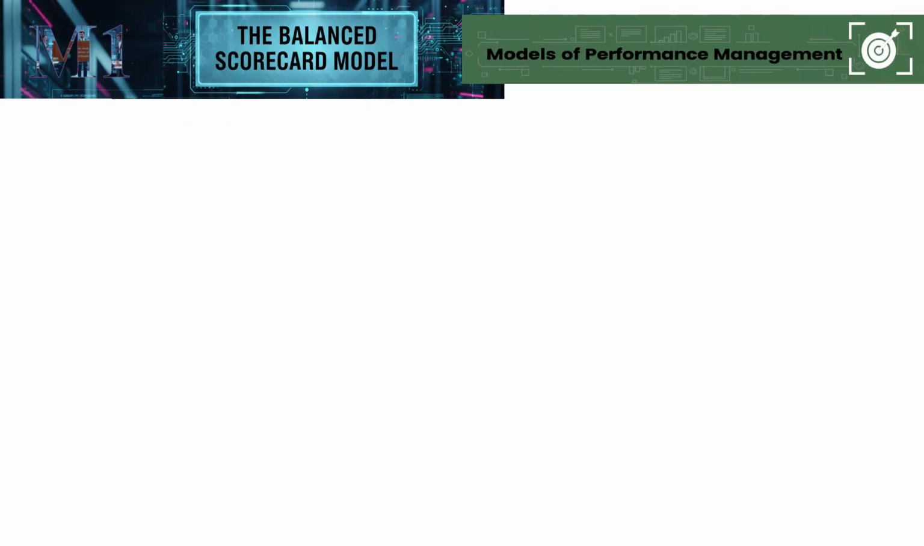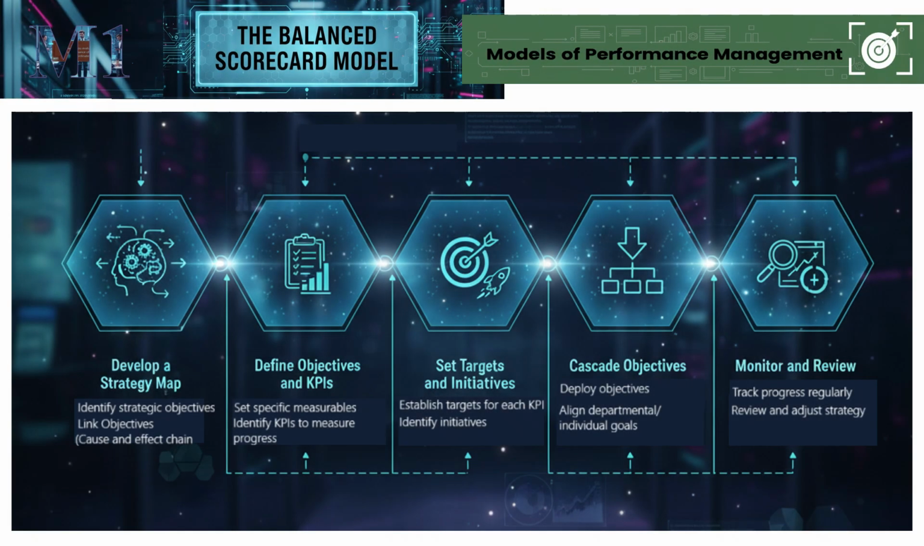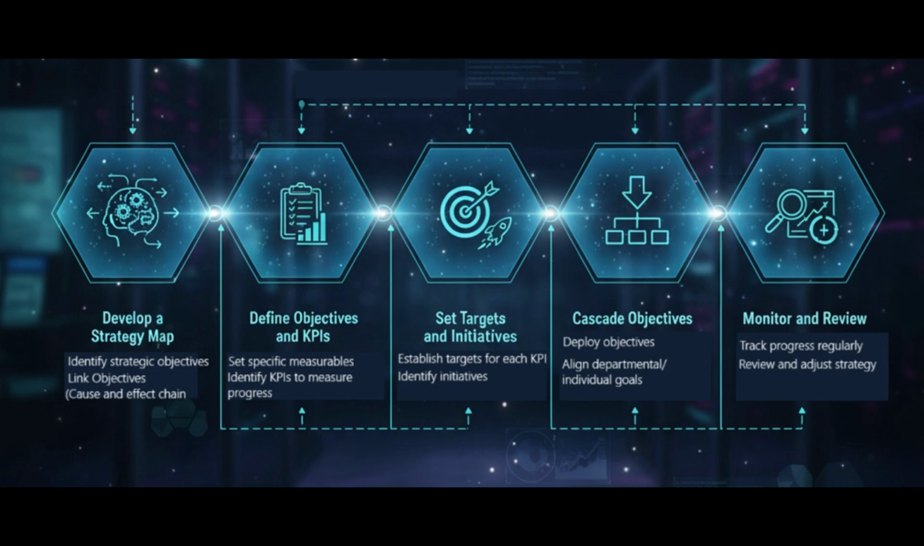The first step in implementing the balanced scorecard model is developing a strategy map. By developing a strategy map, we should identify strategic objectives for each perspective, that is the financial, customer, internal processes, and learning and growth. We must also link objectives to create a cause and effect chain. Second is to define the objectives and KPIs. We should set specific measurable objectives for each perspective and identify the KPIs to measure the progress towards these objectives.